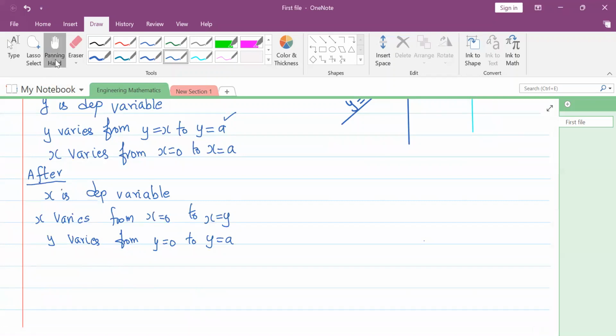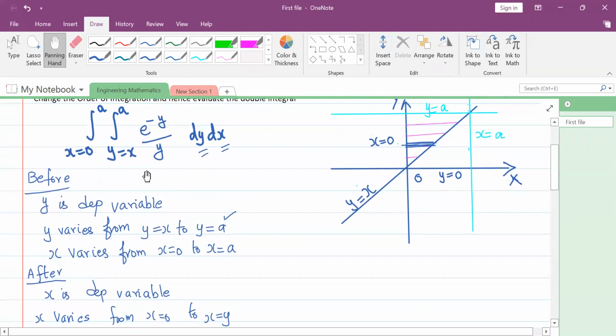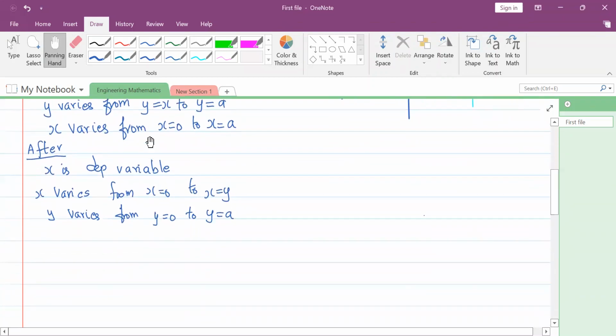Now, we'll move on to the problem. So what is our problem now? This is our question. Based on this, I'm going to write the solution after changing the order. After changing the order, our integration becomes a double integral. The inner integral is x, which varies from 0 to y. The outer integral is y, which varies from 0 to a. The function f of x comma y is e power minus y divided by y, with the inner integral with respect to x and the outer integral with respect to y.